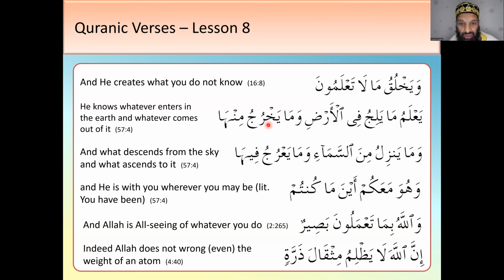Yakhruju. Kharaja is the root word, and yakhruju is a present tense. What does yakhruju mean literally? Okay, yeah, he leaves. So it leaves. So just stick with the translation. So whatever comes out of it. So, and what? يخرج منها, comes out, minha, from it.